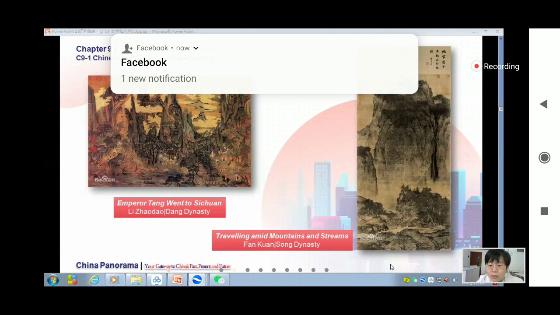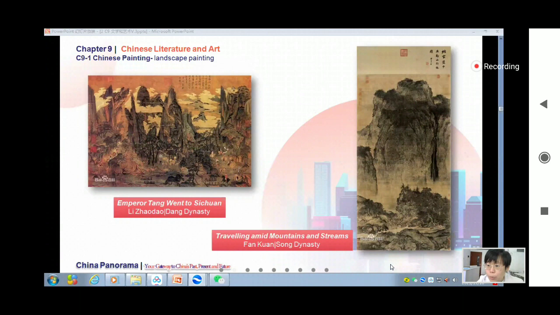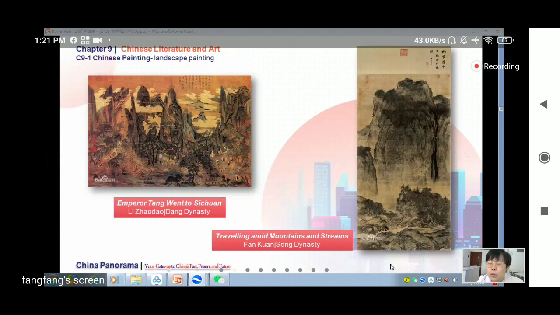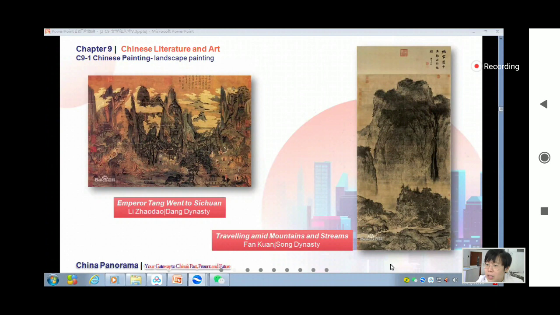Although in the Song Dynasty the mining technology was more developed, the painters didn't use colorful pigments to draw pictures. They just used ink and a brush. And even with the simplest ink, you can see the outline of the mountain, the water, the trees. It is more difficult with ink only. So this is the difference between the Tang Dynasty and the Song Dynasty.